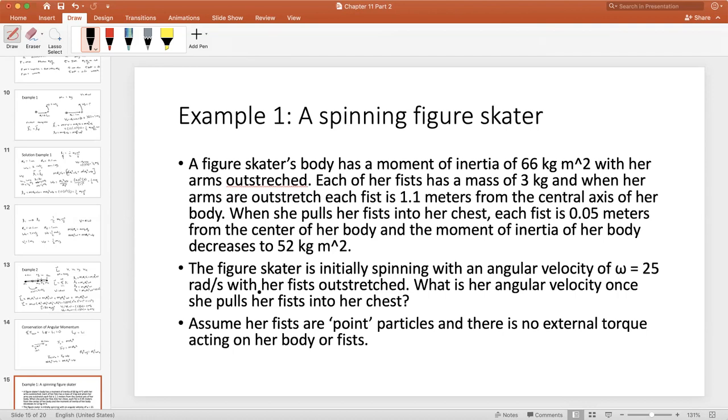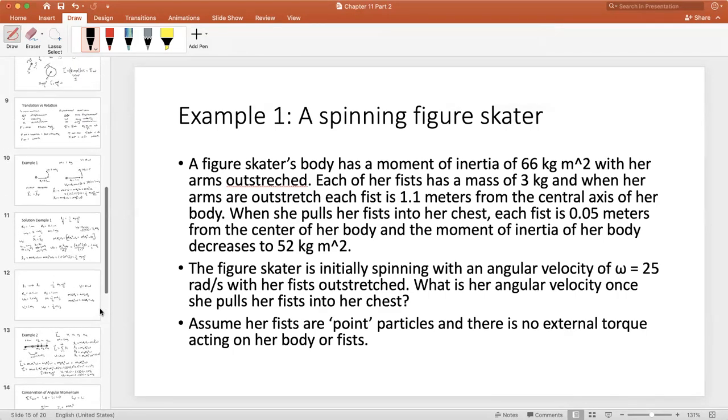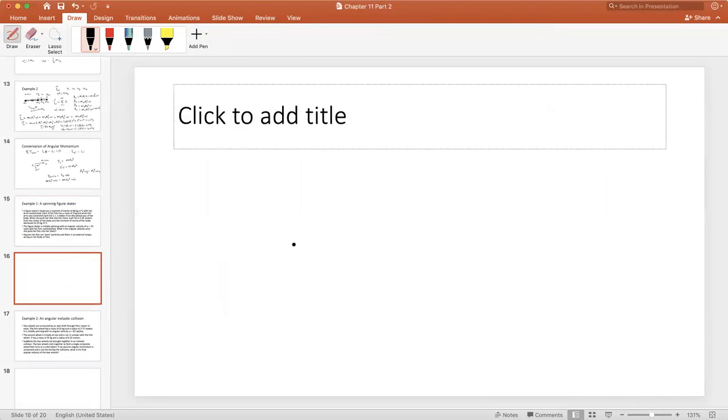If she initially was spinning with an angular velocity of 25 rad per second when her fists were outstretched, what is her angular velocity going to be once she pulls her fists in? And we can assume that her fists are points and there are no external torques acting on her body. All right, so let me draw a picture of this really fast.